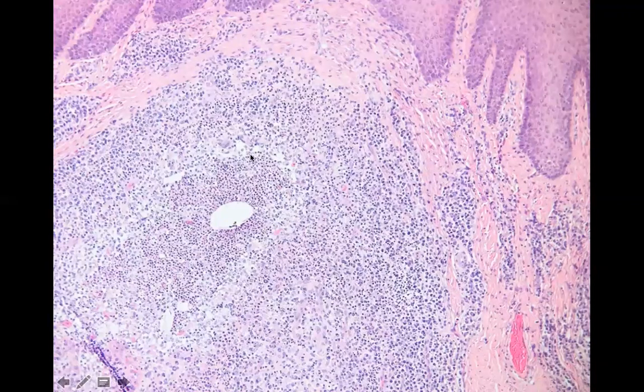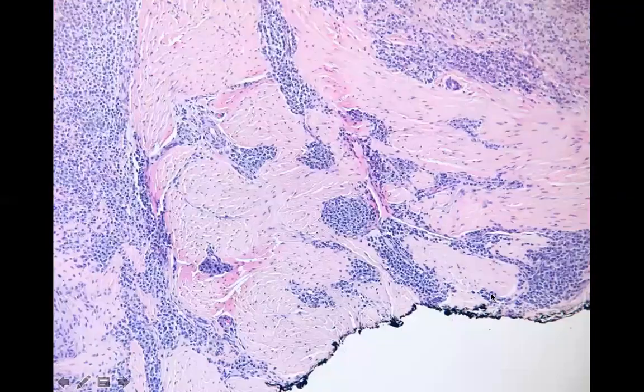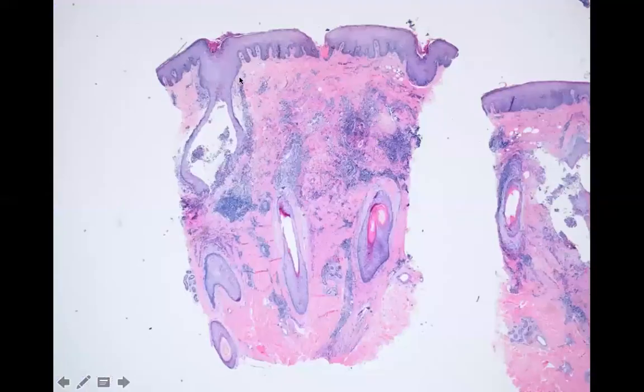So here's up close: a pool of pus surrounded by histiocytes and lymphocytes and plasma cells, and then your scar where a follicle once was. And here's your scar, your fibrosis, your increased collagen, increased fibroblasts, squishing your blood vessels, plasma cells. Okay, here's another example.